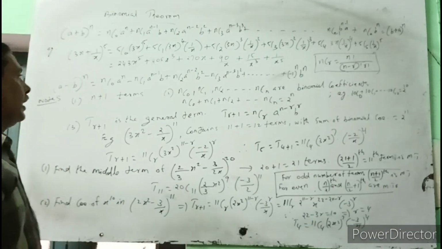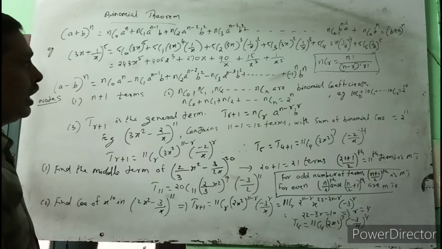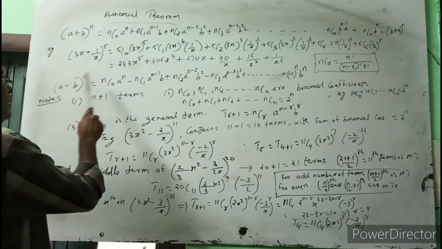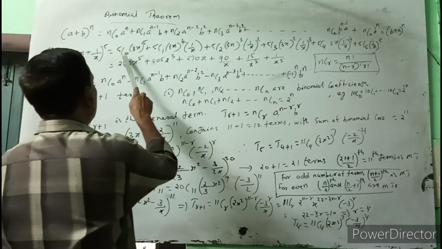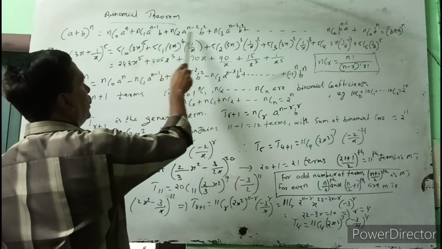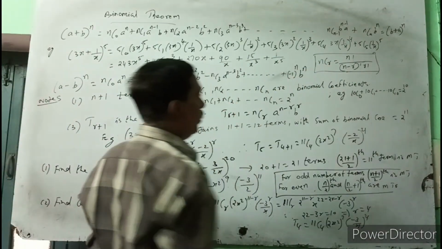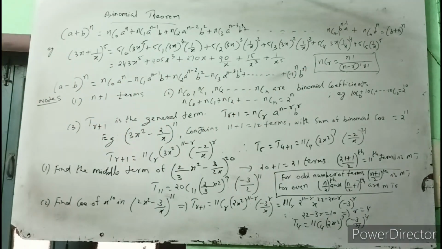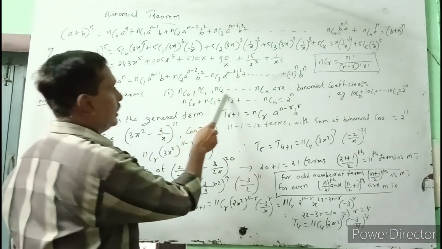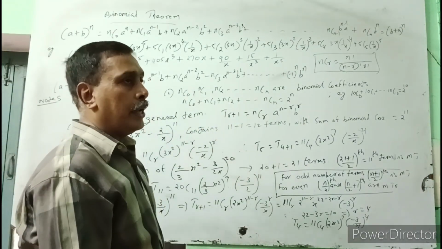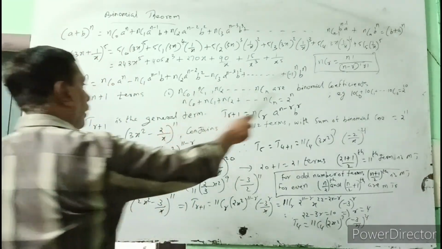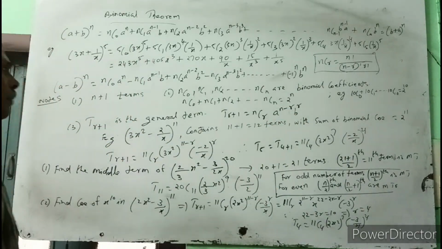Here one of the important things, if you are observing the binomial terms, these nC0, nC1, nC2, etc., nCn are called binomial coefficients. Here it is written there. We will come to more about that binomial coefficient.